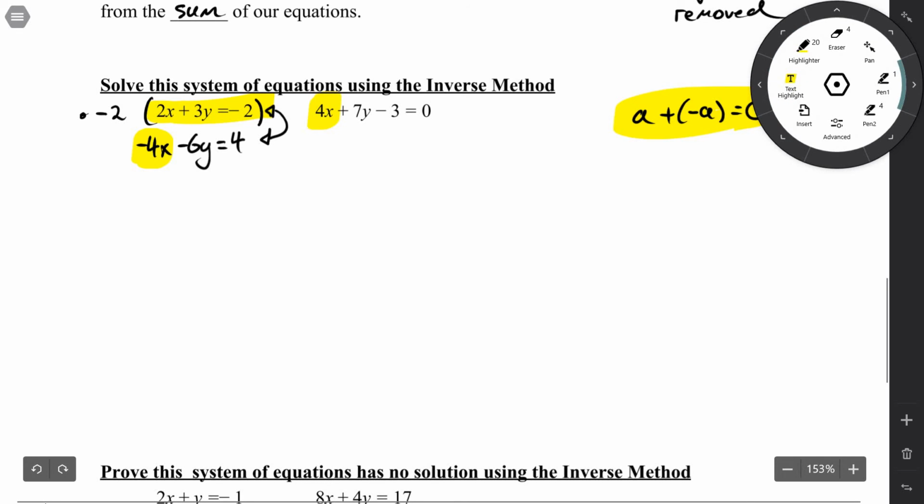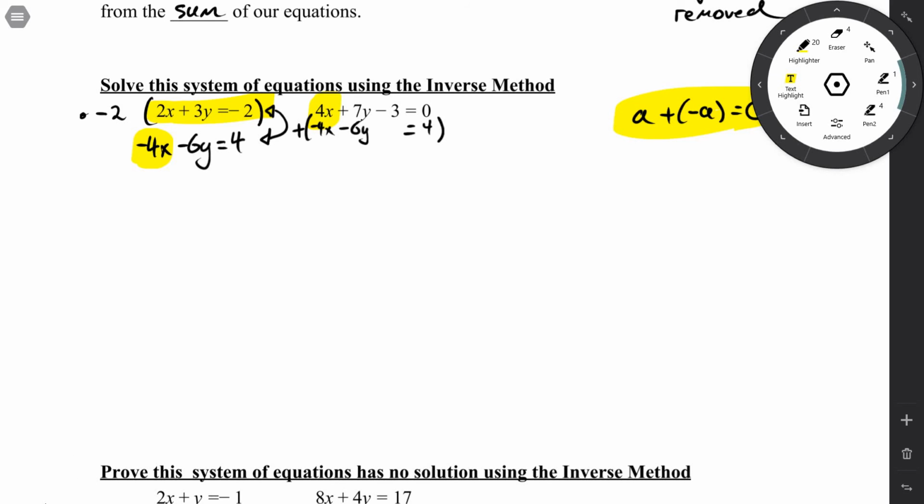So let's add these equations together. So I'm going to add negative 4x, negative 6y, nothing for there's no constant on that side, and then I'm going to add a 4. So I'll just bring that down. 4x plus negative 4x is going to be 0. 7y plus negative 6y is just going to give me y. There's nothing being added to this negative 3, so we have to carry that down as well.